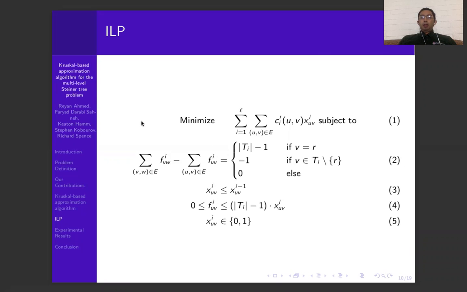So this ILP has this objective and it has this flow constraint which basically ensures that in every level we have a valid Steiner tree. And then this constraint ensures that if an edge is present in a top level, then it is also present in the bottom levels. This constraint links together the flow variables with the edge variables. And finally, this constraint ensures that the edge variables are binary. In other words, it can be either in the solution or not in the solution.